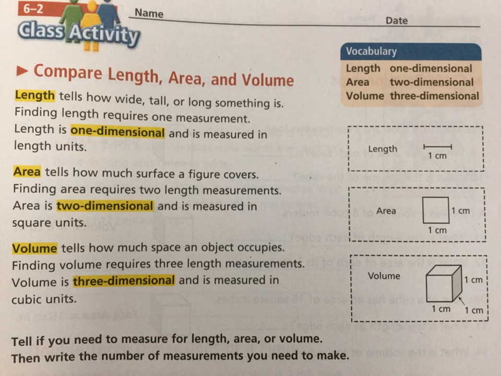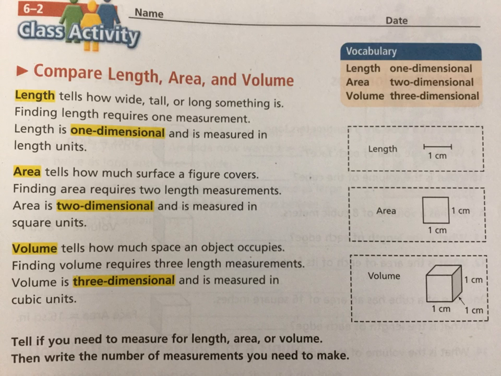Volume now is 3-dimensional. Takes those 2 dimensions and adds the 3rd dimension, which is either height or depth. Volume tells how much space an object occupies. 3-dimensional space. We are 3-dimensional human beings. We have a height, and we have a length and a width. The area we covered. Okay?